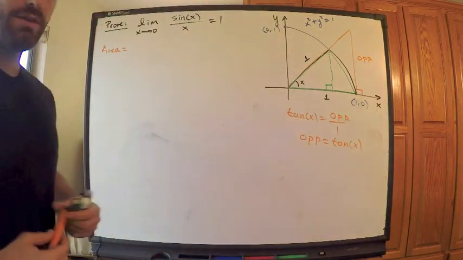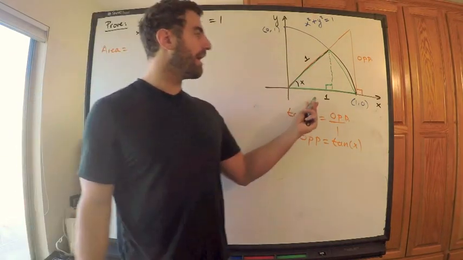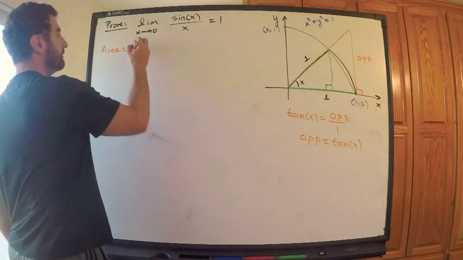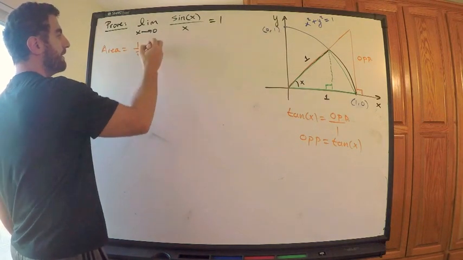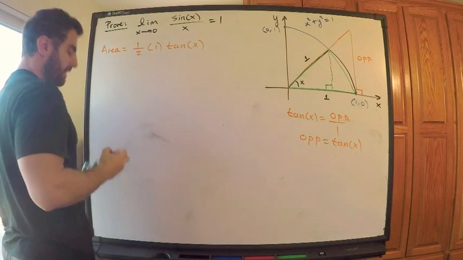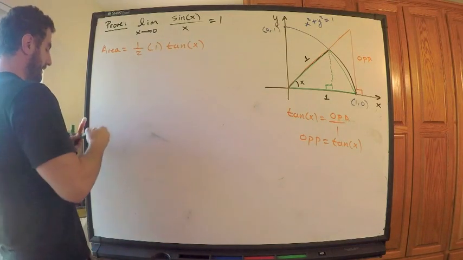Why is that important? Because how do I find the area of a triangle? The area of a triangle is 1/2 the base times the height. The height is the opposite, that's the altitude. So this is equal to 1/2 times the base, which is 1, times the height, which is tangent of x.